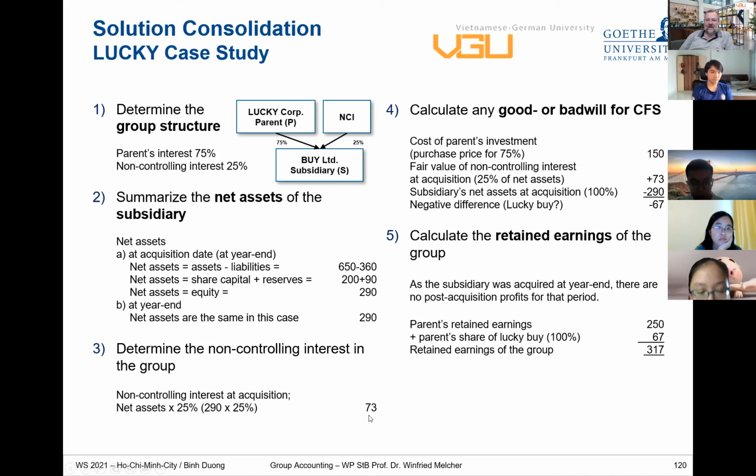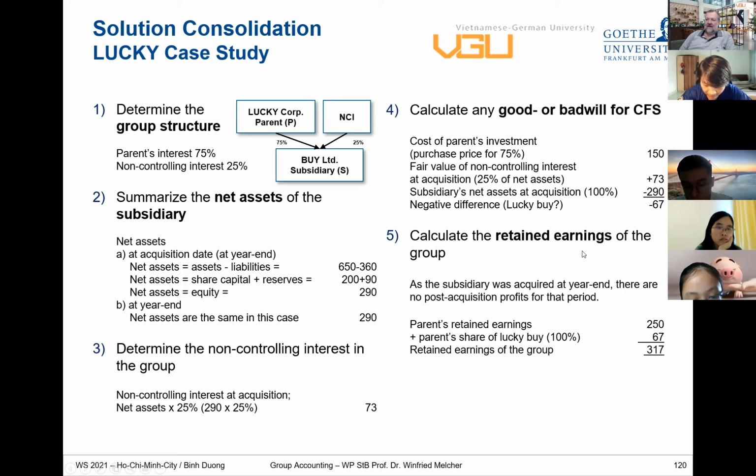Some of you said 72.5. So when in the exam you make a different rounding than I do, I don't consider that as an error. As long as it is materially right, I will accept your answer. Calculate any goodwill. Well, the negative difference is 67. We don't know whether it is a lucky buy yet, so I would tend to call this a negative difference of 67.